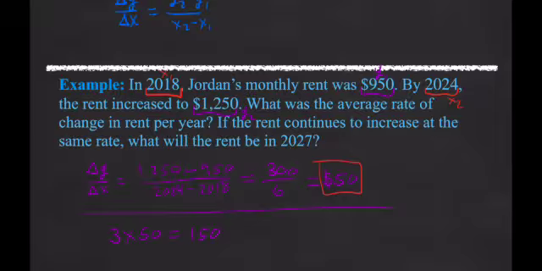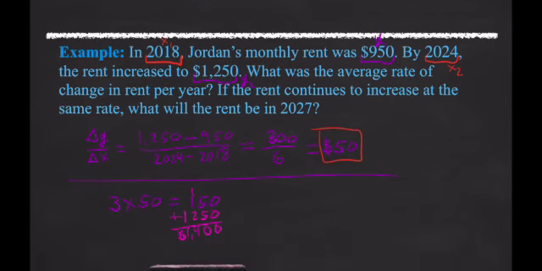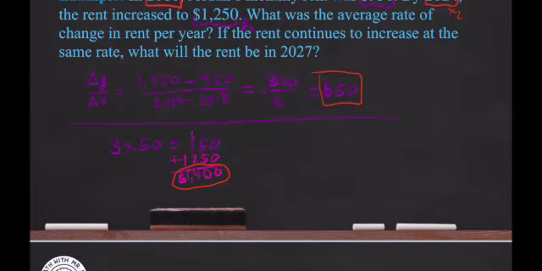Okay, so we go ahead and add whatever she had in 2024. We have the 1,250. Add that together. We have 0. We have 10, carry the 1. 1 plus 1 plus 2 is 4. So this would be 1,400 that she would expect to be paying in rent by 2027 if this rate continued in this fashion. So that is the answer to that example. We have the average rate of change and also the other part. So there were kind of 2 parts to this.